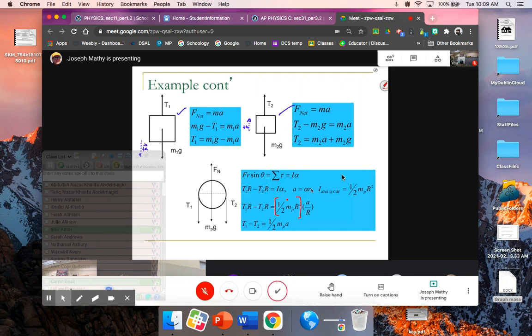Because a equals alpha r, we just substitute it in. That gets rid of anything that's rotational, because you can't have linear terms and a rotational term. So we've got these r's now, and all these common terms. They all cancel.